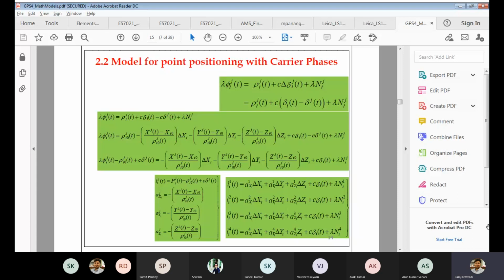Okay, so any questions before we move on to the next slide? Sir, one question. When we take terms from the right side to the left side, that C delta JT, why have we not taken C delta IT? Because it is the receiver term and we are getting observations from this. Is it so?